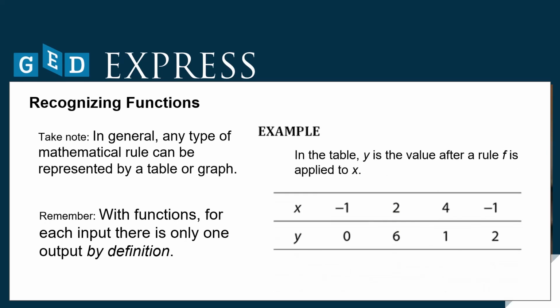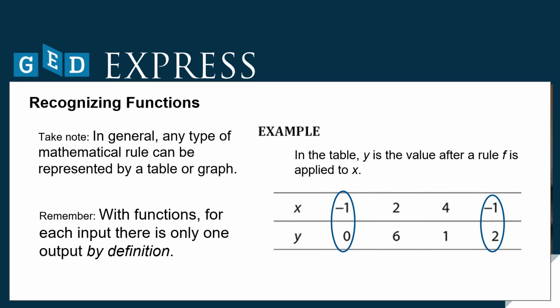In the table, y is the value after a rule f is applied to x. Let's check the table. There is one input that appears twice: x is equal to -1. That is acceptable as long as the value of the output y is the same for both.